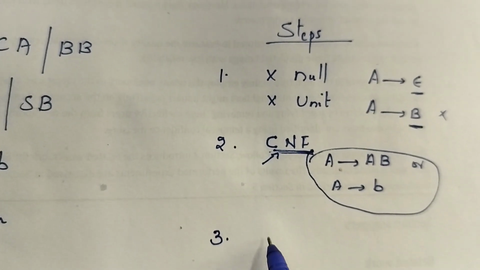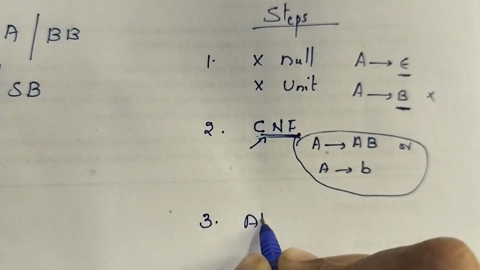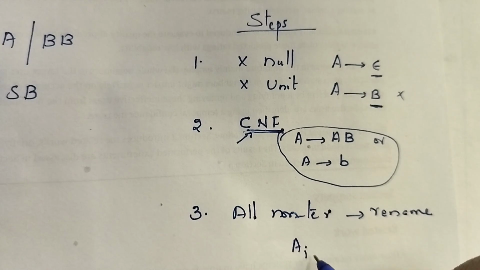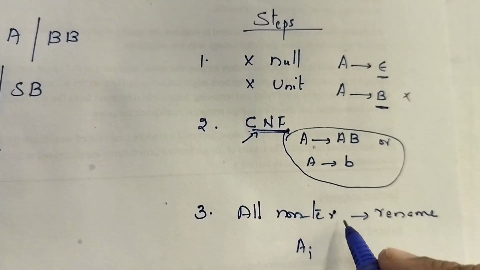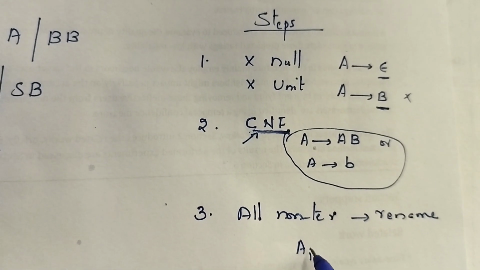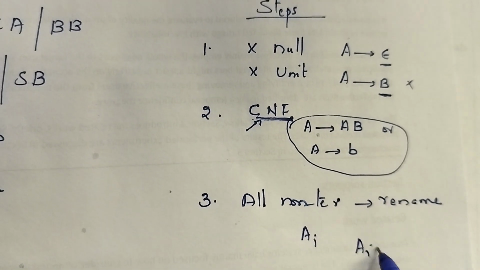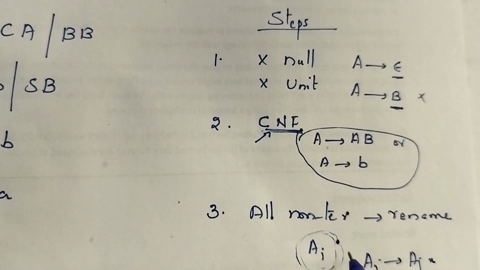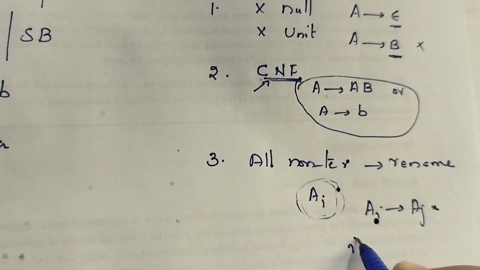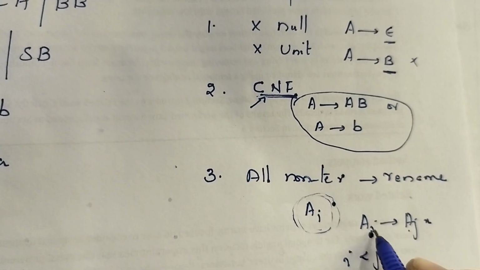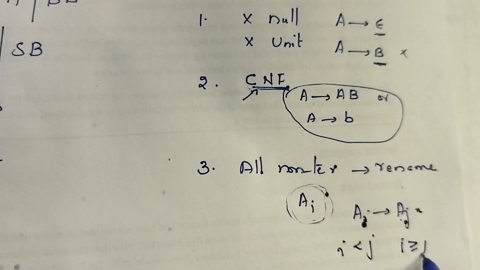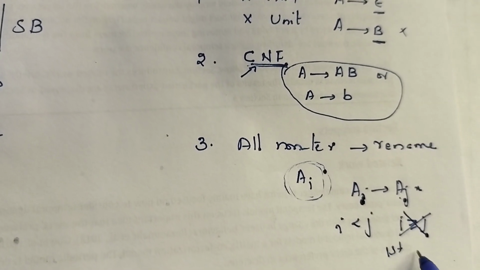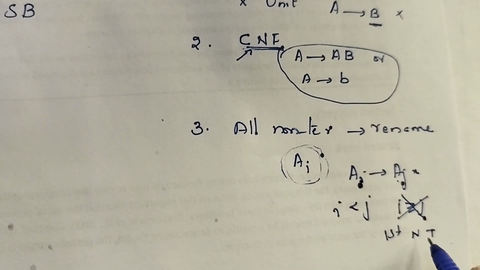And the third step is we need to rename every non-terminal in terms of Ai, that is A1, A2, etc., in ascending order, in a particular order. Suppose there is a non-terminal, we replace it with A1. Next non-terminal, replace with A2. So this is of the form Ai gives Aj X. After replacing every non-terminal in terms of Ai in ascending order, you need to check whether i is less than j. Ai gives Aj, so i should be less than j. If i is greater than or equal to j, this should not be allowed. In such a case, in the right hand side of every production, the first non-terminal we need to replace with the corresponding production. That is the third step.